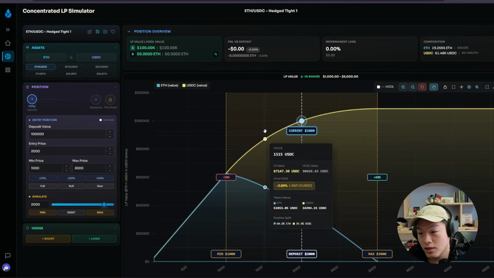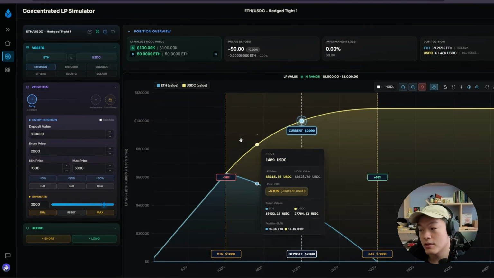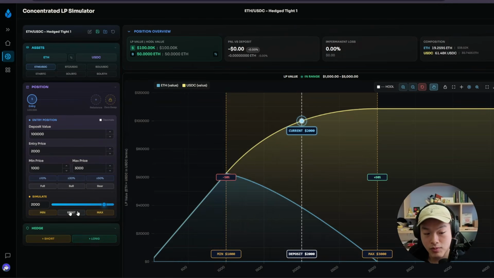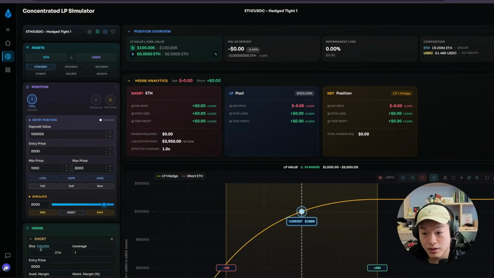But let's just say you want to throw on a hedge because the downside seems like it's too much. And when throwing on a hedge, you're going to be giving up some upside as well. So what I want to do here is click on the short button. And then what I want to see here is how much ETH I hold, right? And for a tighter range LP, I generally like to start with about half of the ETH capital here that I have on the screen.